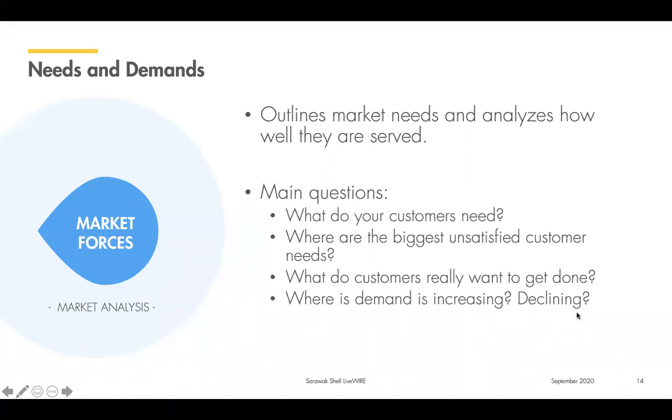Again, we're looking at the larger level. We're not looking at an individual customer, but taking a step back. If I were looking at 1,000 people as my customers, how would they shift and move, right?